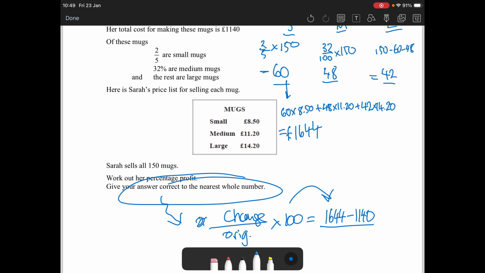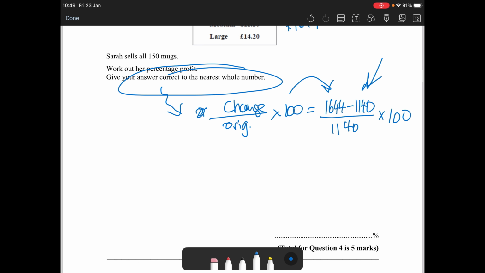How much has her money increased by? Over the original amount, which is the 1,140. Okay. And all of this will times by 100, right? That is the bit of working the examiner wants to see. So last bit now, calculator. 1,644, take away 1,140, all divided by 1,140, gives you 0.442. Again, times it by 100 to change it to a percentage.